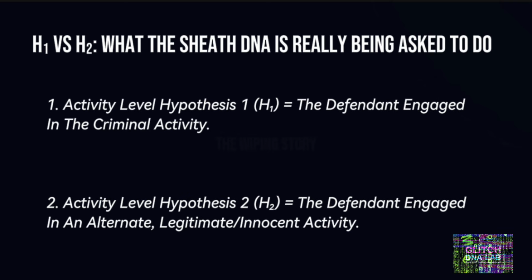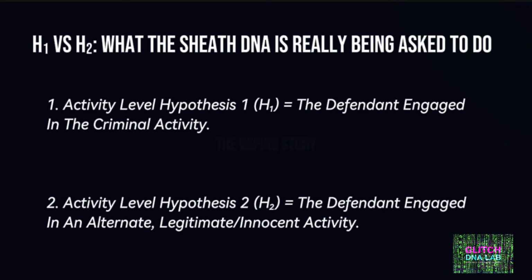In DNA, there are two different questions that everyone, from TV shows to courtrooms, keeps mashing together. Number one, source level. Who could this DNA come from? Could this profile be consistent with person X? Number two, activity level. How and when did this DNA get there? Was it deposited during the crime or at some other time?